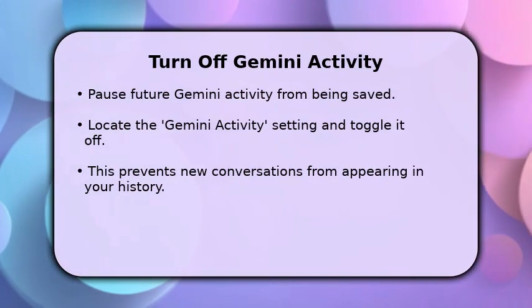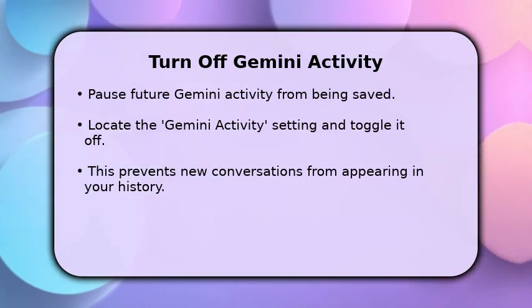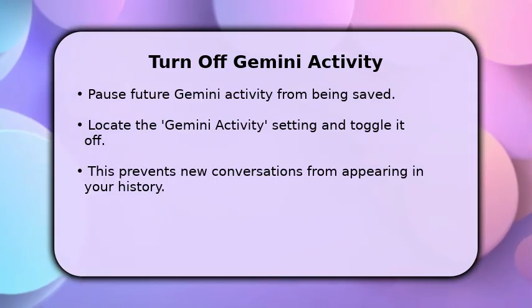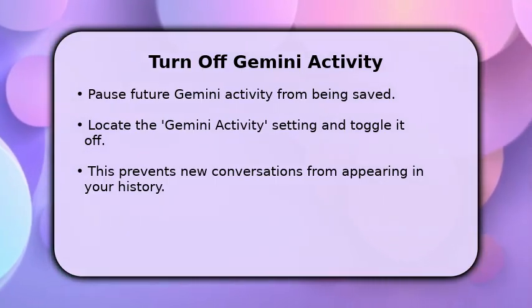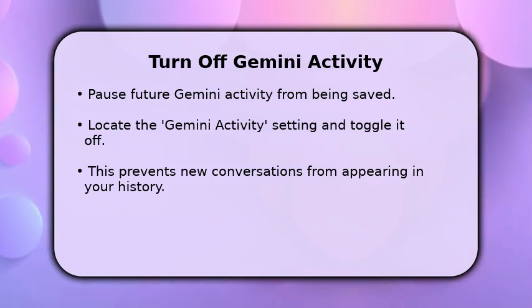Finally, to prevent future Gemini conversations from being saved, you can turn off Gemini activity entirely. On the Gemini activity page, look for the main toggle switch. Disabling this setting ensures that no new interactions will be recorded in your history moving forward. This provides a permanent solution for privacy, giving you complete control over what data Gemini retains.